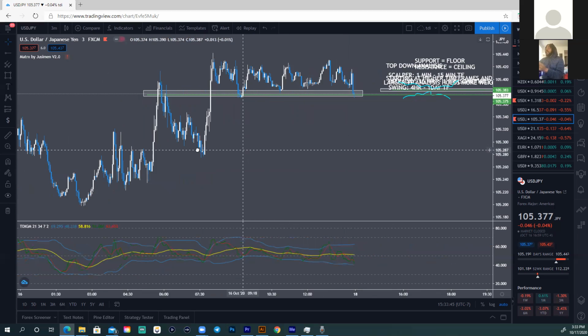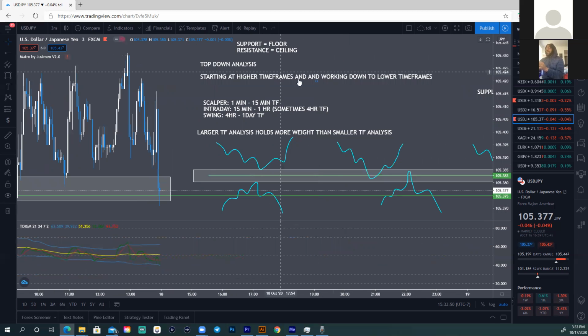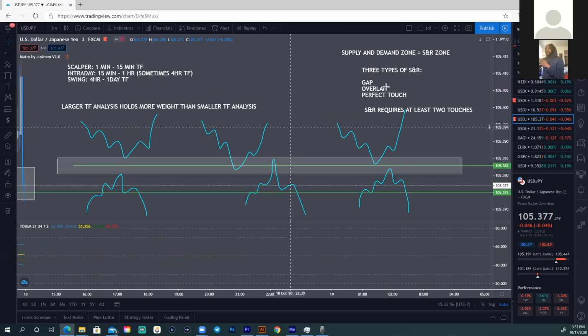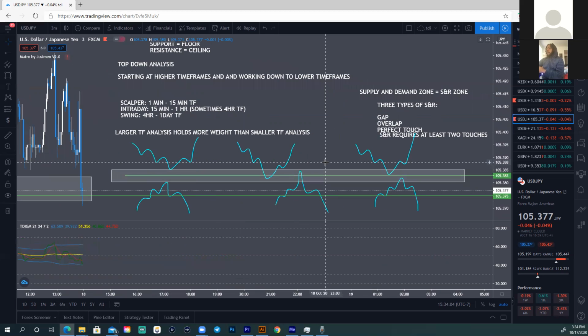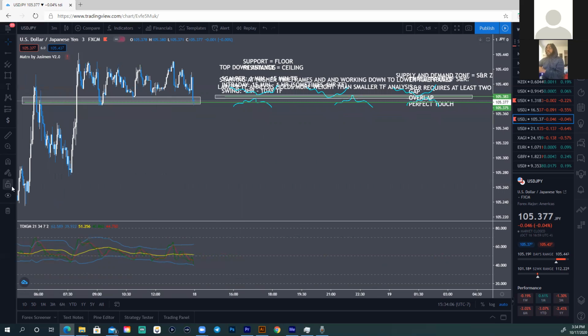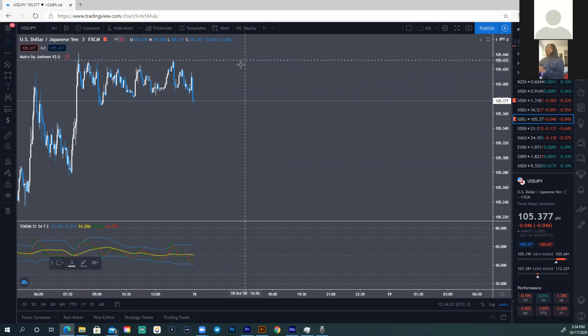Now, after all this, right, you understand support, resistance, top-down analysis, 3 different types of traders, larger time frame, 3 different types of support and resistance, and supply and demand zones. Okay. The next step is trend lines. Okay. So I'm gonna clear all this. And the next step is trend lines.